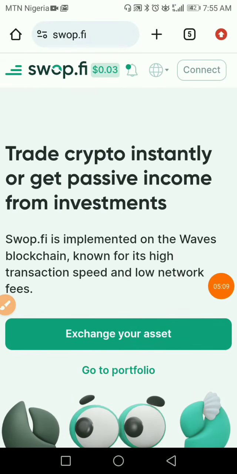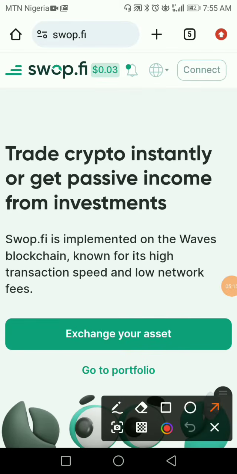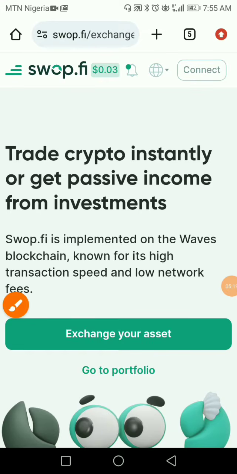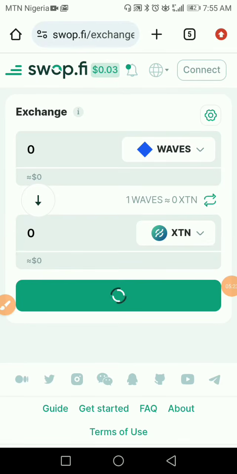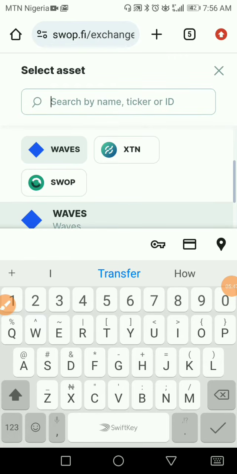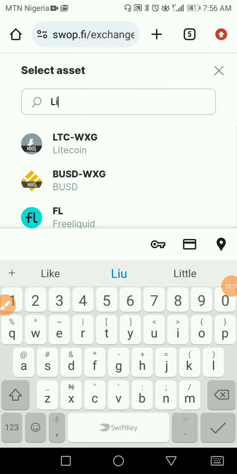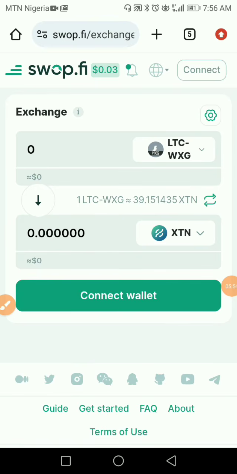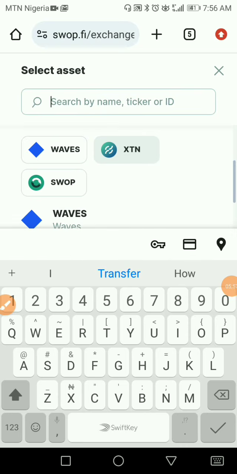So on swop.fi, guys, we are going to head to our exchange assets, which is right here. You tap on this, exchange your assets, and after that, it's going to bring you to this platform. Remember, you have to connect your wallet before you can carry out this trade, so that the Litecoin you sent to your MetaMask can appear on your swop.fi exchange platform. So right here, you're going to search for the Litecoin which you sent from your MetaMask, which is Litecoin over here, and change it back to USDT.